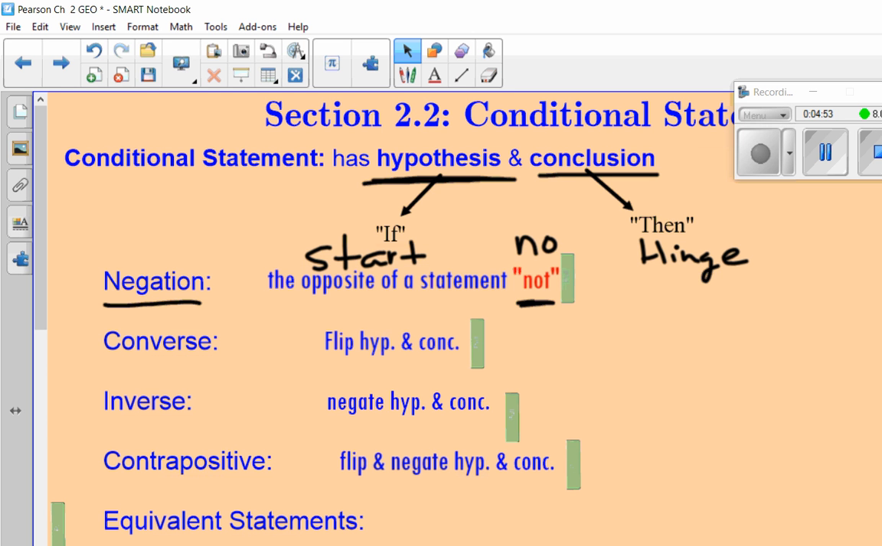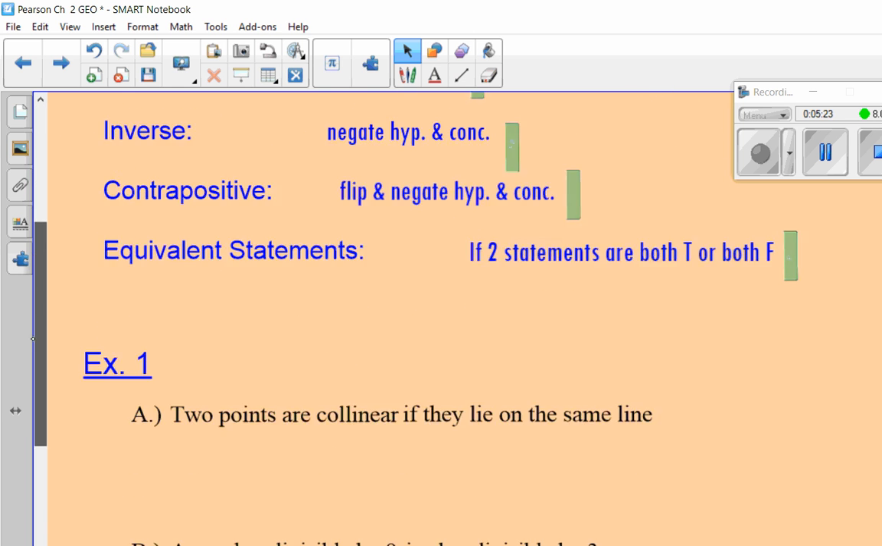Okay. Equivalent statements. Equivalent statements are two statements that are both true or both false. And I think it really could be more than two statements, but to have equivalent statements plural, you have to have at least two. So they both are going to be true, or they're both going to be false. We don't really get into that too much, but we'll talk about it a little bit later on. Okay. All right, so hopefully you got caught up on your notes.